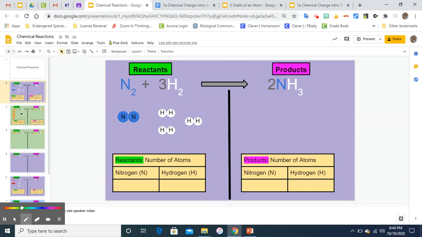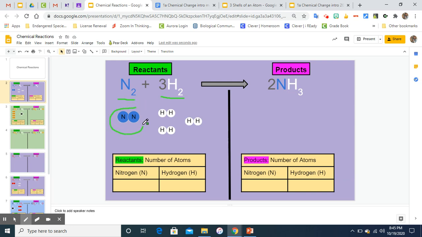In this assignment, you're going to model what happens in a chemical equation. You'll see the chemical equation written across the top of the screen with the arrow in the middle. And on the reactants side of the equation, you can see that we have the molecules N2 and 3H2. Up here at the top, they're written as molecular formulas. And underneath, you can see them drawn out as molecules.